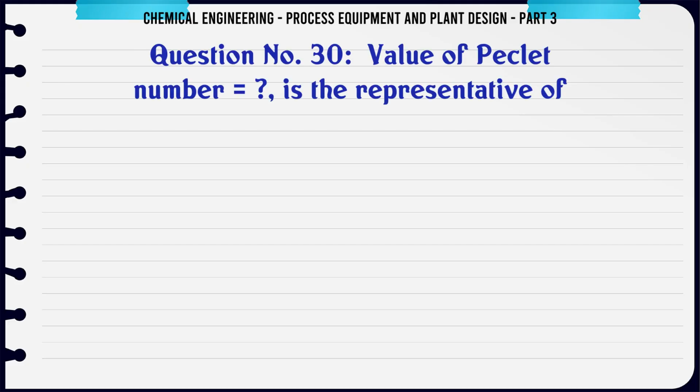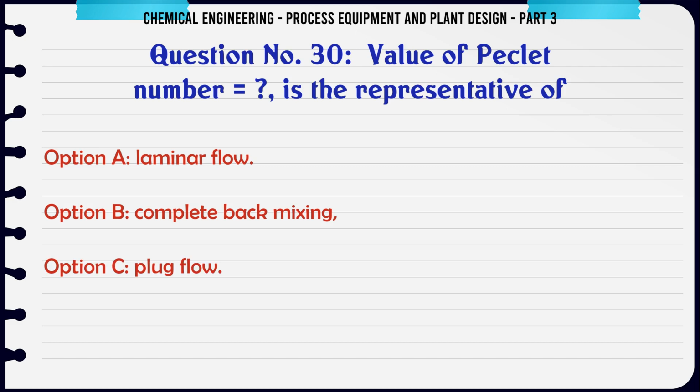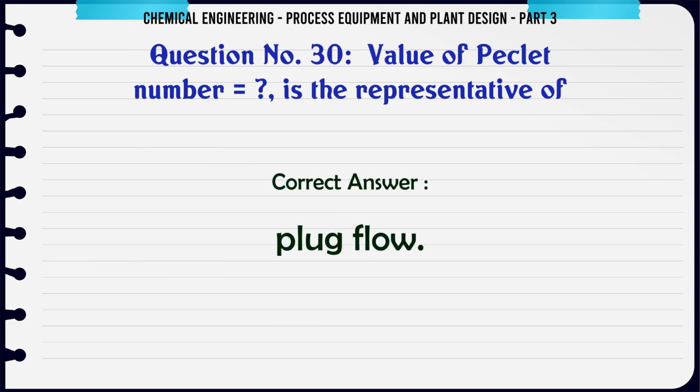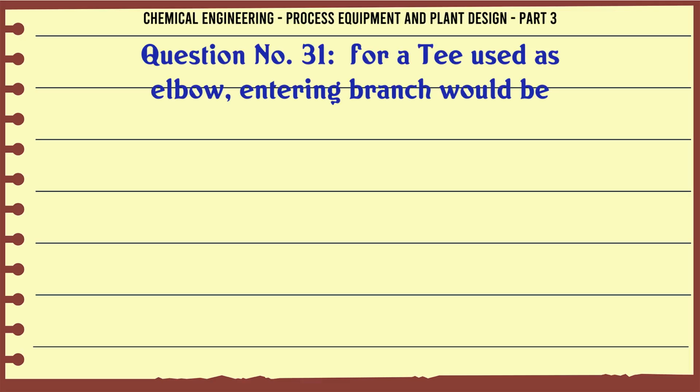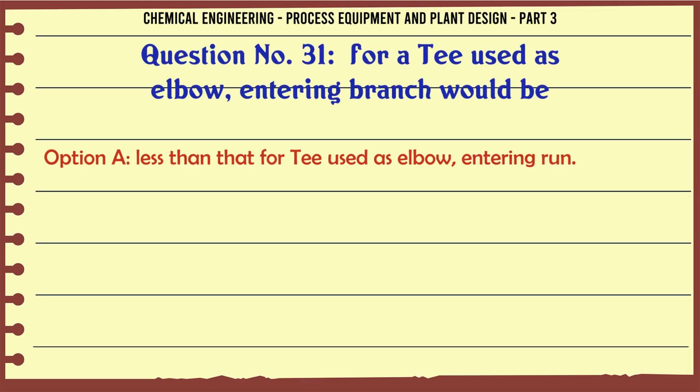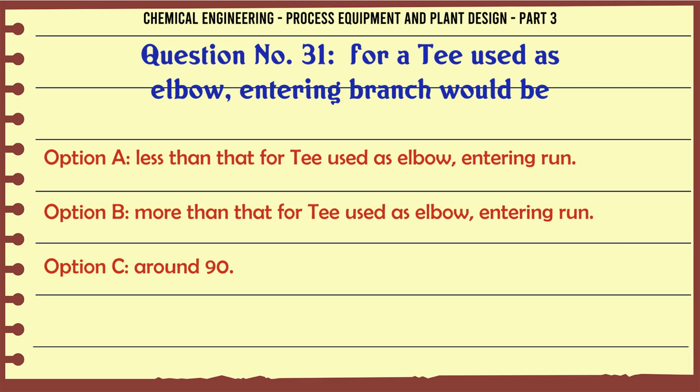Value of Peclet number is the representative of A. Laminar flow, B. Complete back mixing, C. Plug flow, D. Eddy diffusivity 0. The correct answer is plug flow. For a T used as elbow, entering branch would be A. Less than that for T used as elbow entering run, B. More than that for T used as elbow entering run, C.